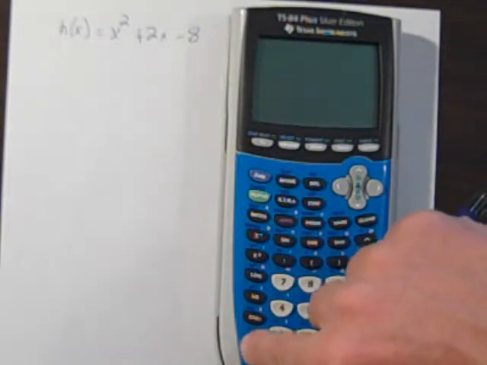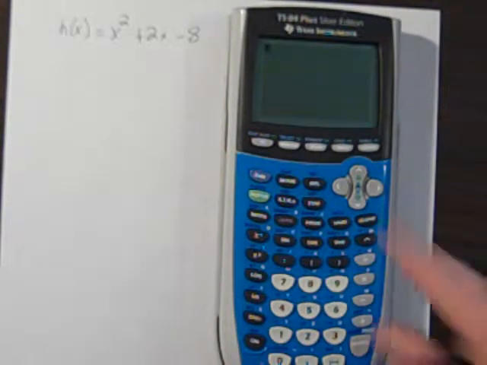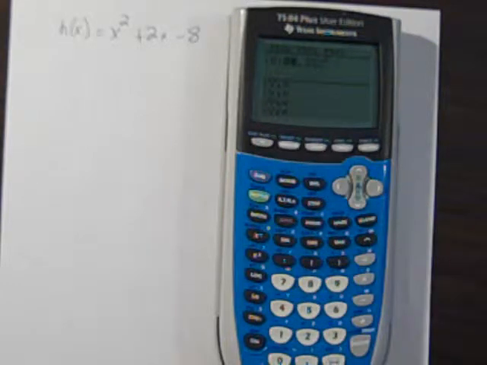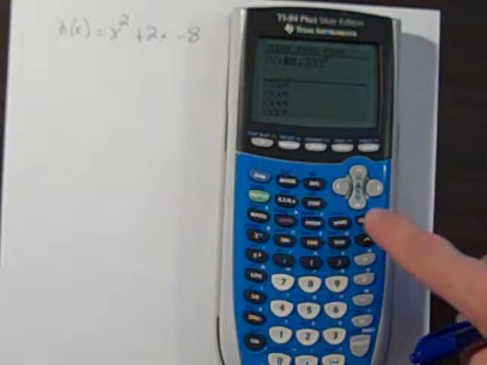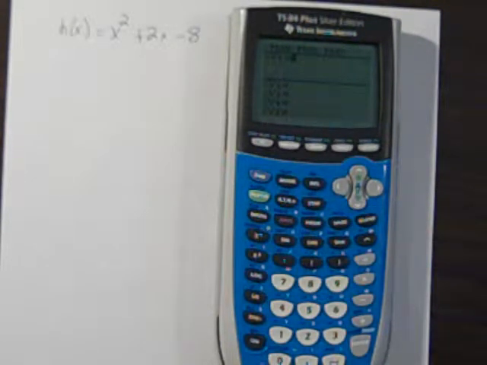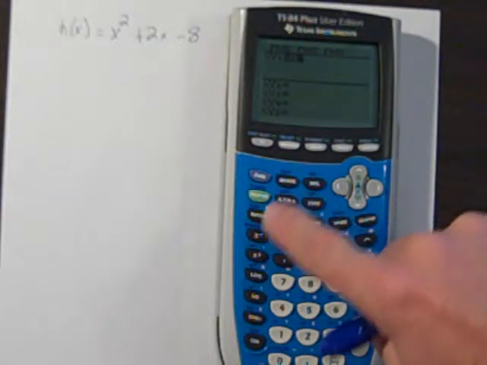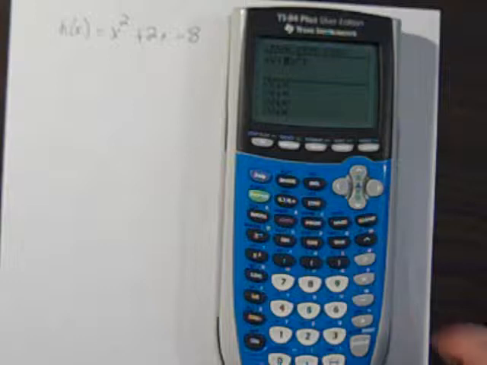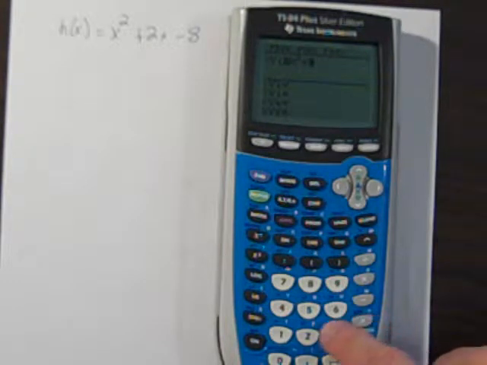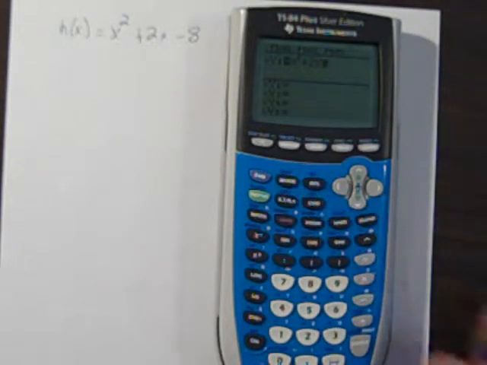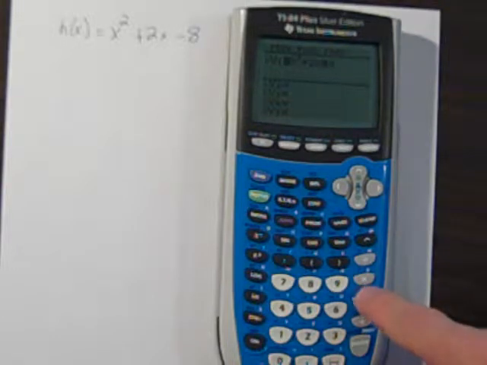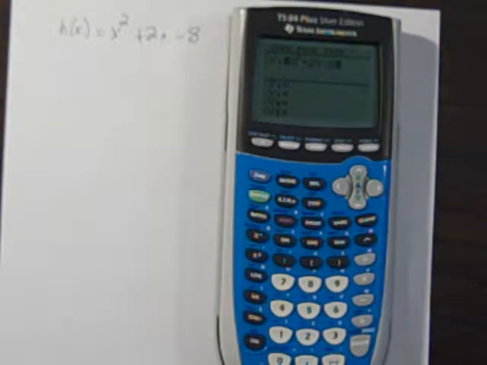Okay, so I'm going to turn on my calculator and I'm going to go right to the y equals screen right here. So it should look like that. I have a formula already in there, so I'm going to clear that one out. I don't need that one. Now I'm going to type in that formula. So I'm going to go x squared plus 2x minus 8. I've got that one in there.